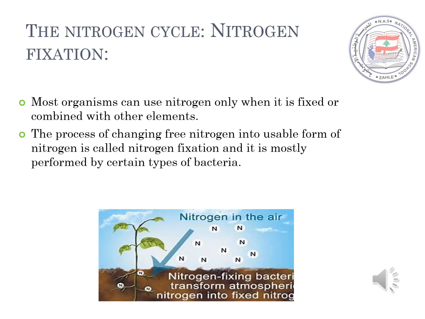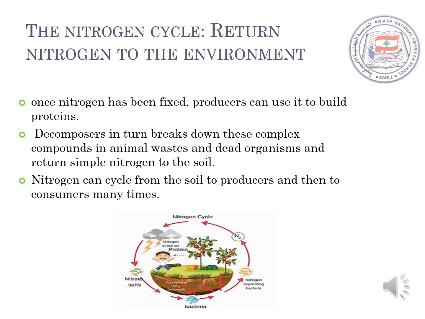Nitrogen fixation. Most organisms can use nitrogen only when it is fixed, or combined with other elements. The process of changing free nitrogen into a usable form of nitrogen is called nitrogen fixation, and it is mostly performed by certain types of bacteria. Once nitrogen has been fixed, producers can use it to build proteins. Decomposers, in turn, break down these complex compounds in animal waste and dead organisms and return simple nitrogen to the soil. Nitrogen can cycle from the soil to producers and then back to consumers many times.